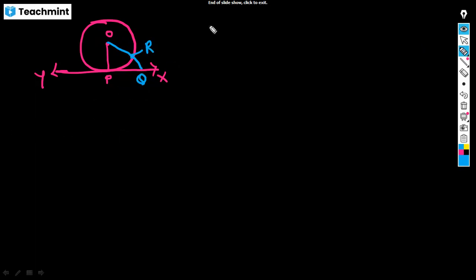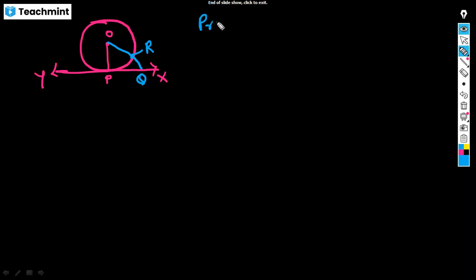What I need to write in the data is that O is the center of a circle, XY is a tangent to the circle, OP is a radius. Then in construction, you will write: take a point Q on XY, then join OQ. After joining, OQ cuts the circumference at a point R. After writing that construction, you are going to have a proof.